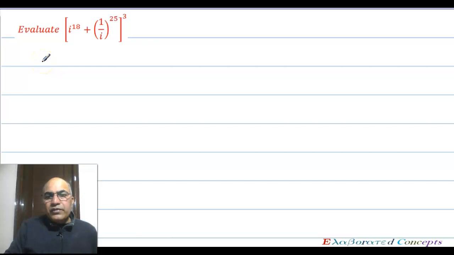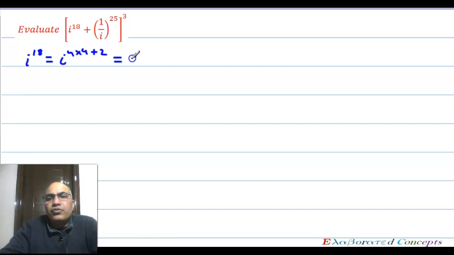In the first question, first of all, we solve iota raised to 18, which is equal to iota raised to 4 into 4 plus 2, which is equal to iota raised to 4 whole raised to 4 into iota square, which is equal to 1 into iota square, equals minus 1.